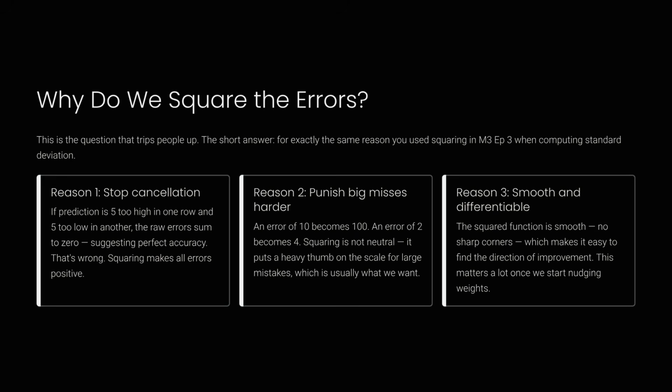Why square the errors? It prevents positive and negative errors from canceling each other out, penalizes large mistakes more heavily, and ensures the function remains smooth, which is essential for mathematical optimization.